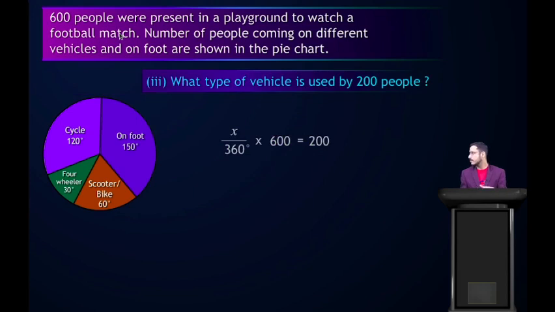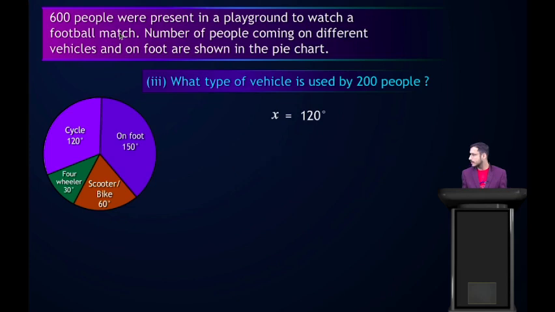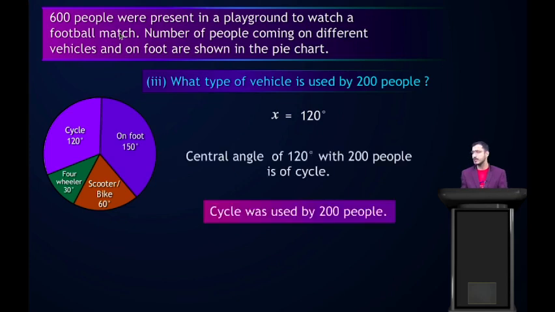What type of vehicle is used by 200 people? So here let the angle be x. x by 360 into 600 equals 200, so x equals 200 by 600 into 360. So here you can see 200 by 600 is 1 by 3, and that gives 120 degree. So 120 degree, that is cycle. So a central angle of 120 degree with 200 people is a cycle.